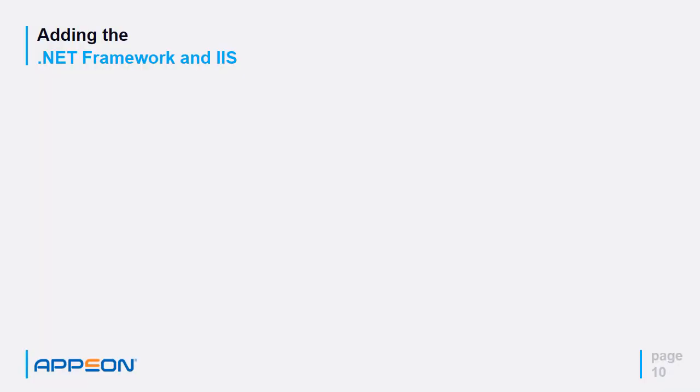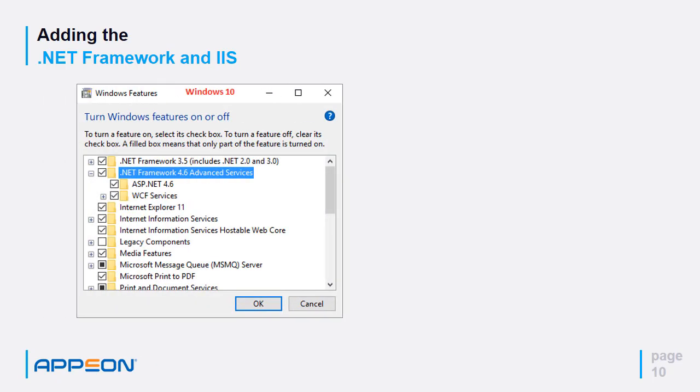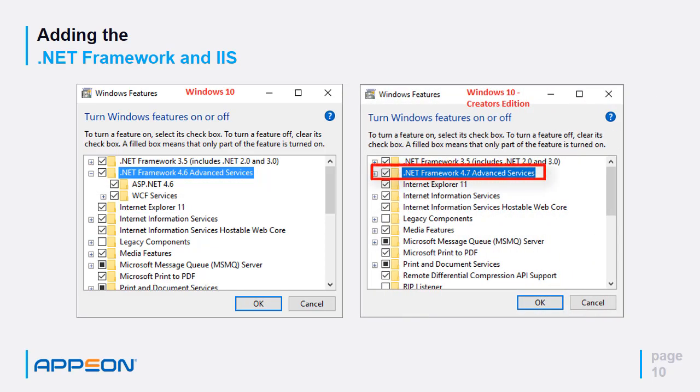So, adding the .NET Framework and IIS, or making sure that all the pieces are there. For Windows 10, for example, we open up Turn Features On and Off. We should see that there's a .NET Framework installed, 3.5 for sure, which includes support for the older .NET 2.0. For newer .NET frameworks, we'll see 4.5, 4.6, or 4.7, depending on what version of Windows 10 you have. If you have the Creator Edition, for example, you'll see that the installed .NET Framework is version 4.7. If you have the older Windows 7 or 8, you'll see only .NET Framework 4.0 installed.